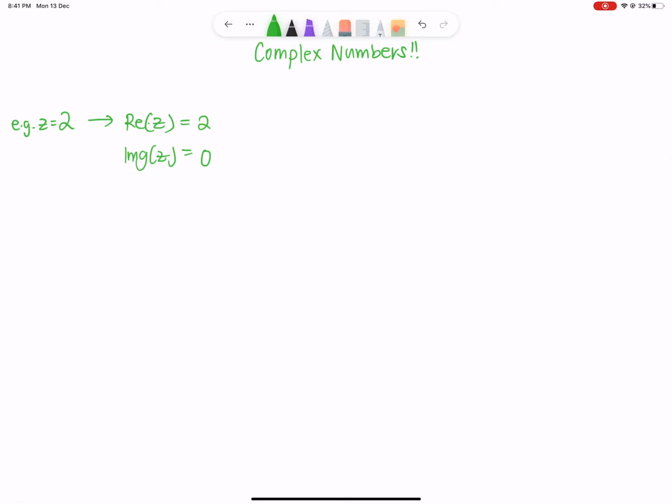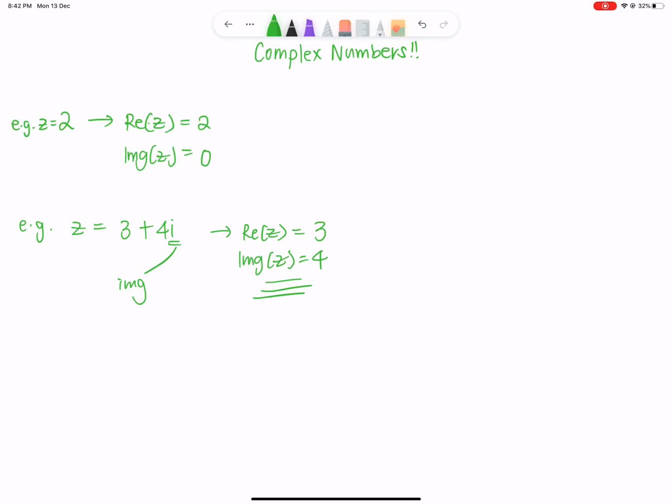However, if you took another number, something like z equals 3 plus 4i, where i denotes the imaginary portion, you could say that the real portion of z would be 3, and the imaginary portion of z would be 4. And take note here, you remove the i when saying the imaginary portion because it's not needed. These will be the types of questions you may be asked.